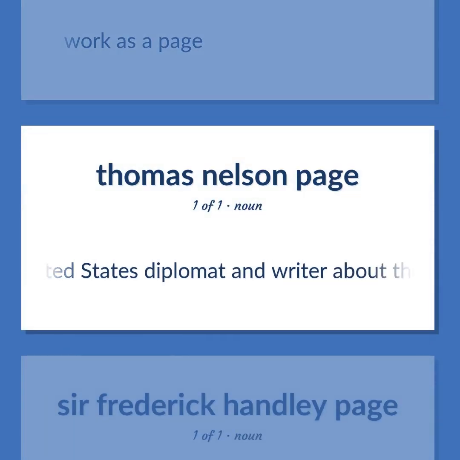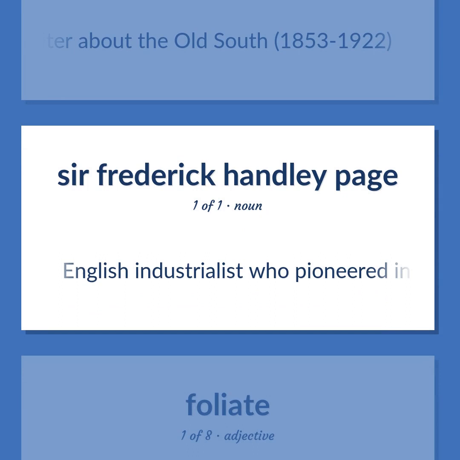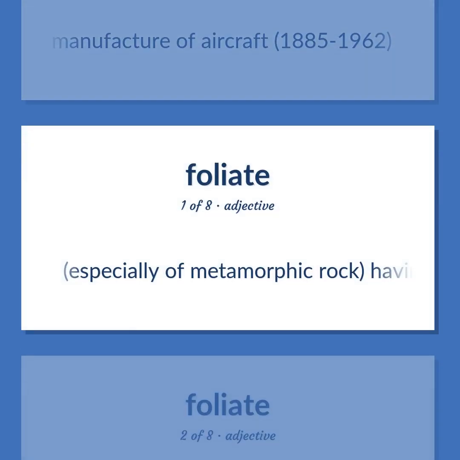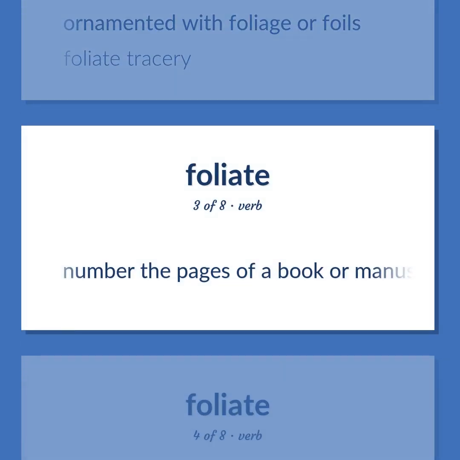United States diplomat and writer about the Old South, 1853 to 1922. English industrialist who pioneered in the design and manufacture of aircraft, 1885 to 1962. Especially of metamorphic rock, having thin leaf-like layers or strata. Ornamented with foliage or foils. Foliate tracery. Number the pages of a book or manuscript.